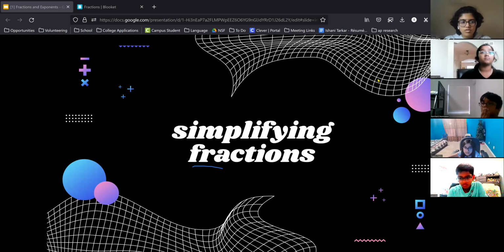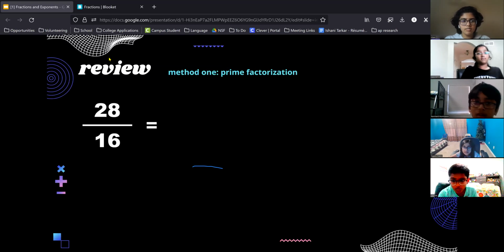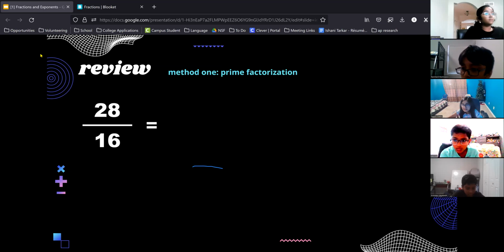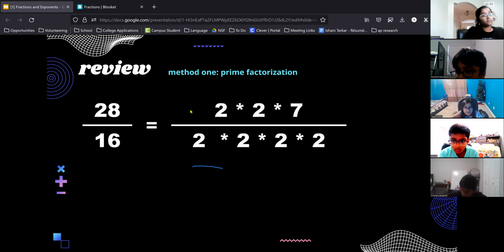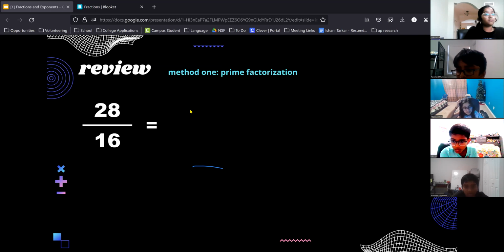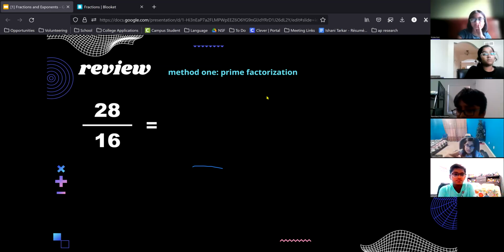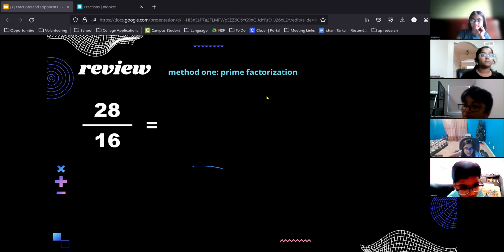So we are going to talk about different ways with which you could simplify fractions. So there is prime factorization. Do you all know how to do prime factorization? If so, react with the raised hand.